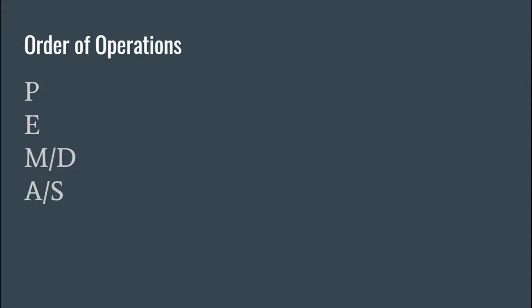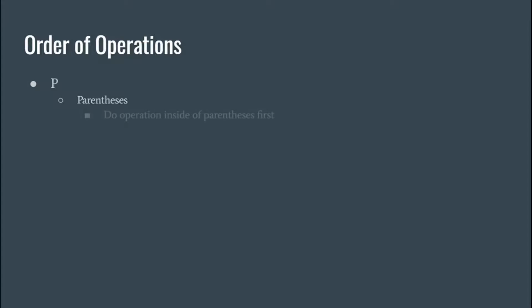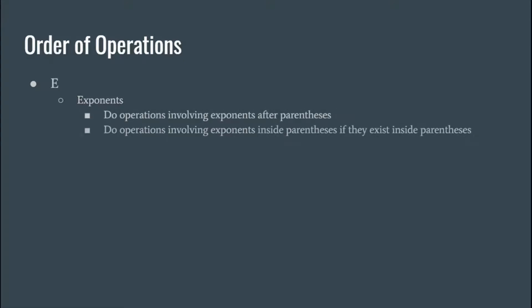Okay, so let's go through each of these letters, see what they are. The first one is P, and that stands for parentheses. If you see any parentheses, you want to do any operation in the parentheses first. So it's always the parentheses first, ranks highest on our list. Next we have E, which is our exponents, and you want to do the exponents after parentheses. If you see exponents inside of parentheses, then they would take precedence over any other operations inside of parentheses.